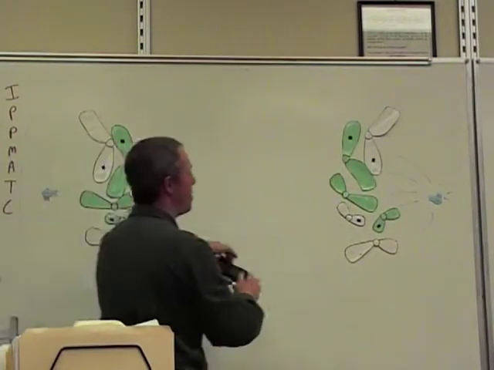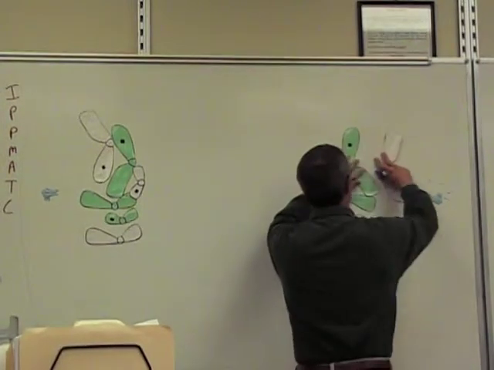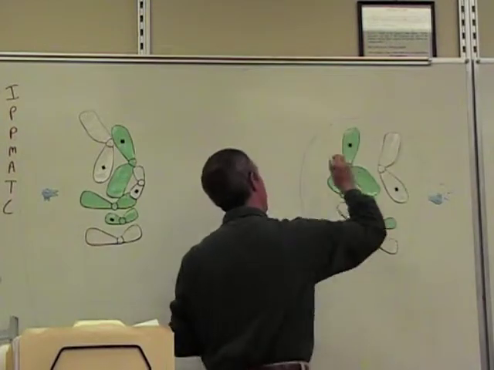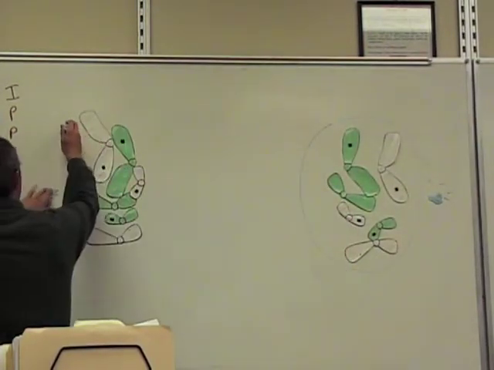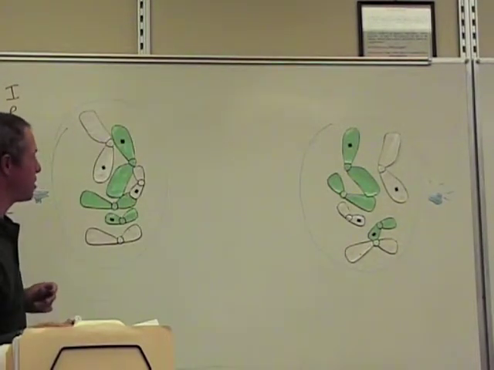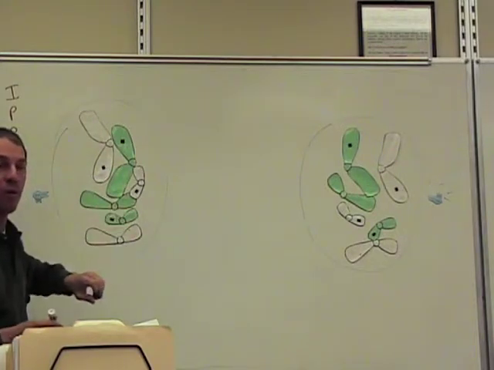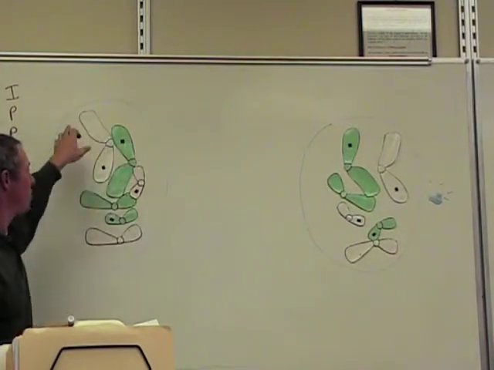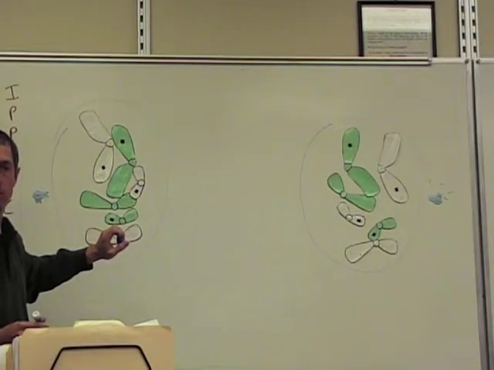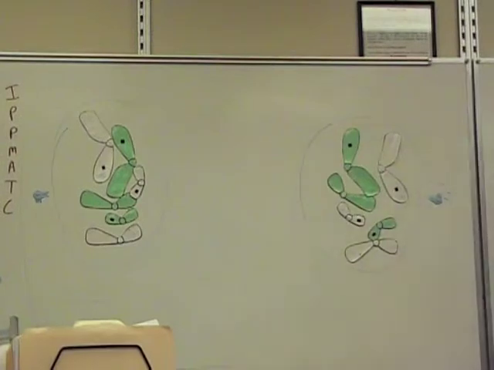So they arrive at the opposite sides. A new nucleus forms around the chromosomes. Is this a nuclear envelope? A new nuclear envelope. A new membrane forms around the chromosomes. You can see it forming right here at either end.